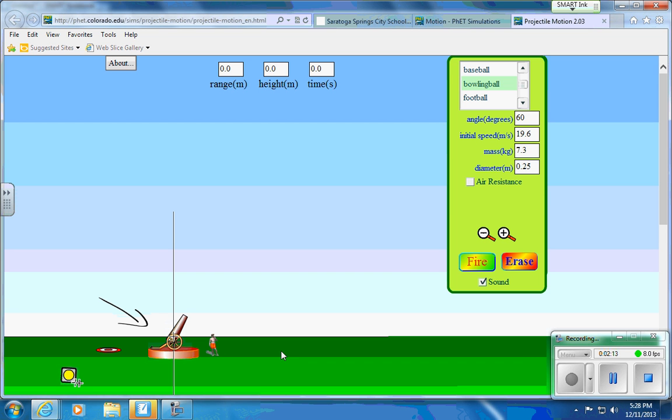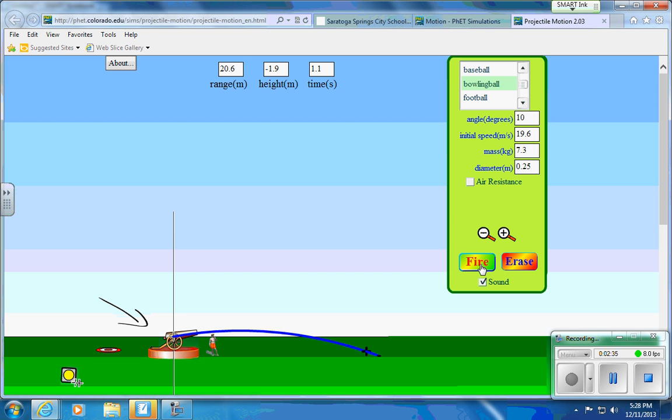I've got it launched right now at, well, let's go to a 10-degree angle. If I put in 10 degrees here, the cannon goes down to a low angle, if you look at the cannon down here. And if I fire it, then you can watch the path taken by the cannonball.